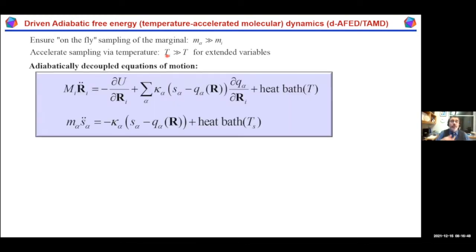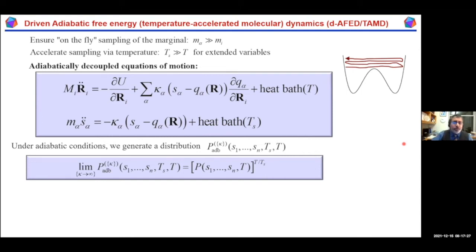So your equations of motion for this kind of adiabatic dynamics look like this. Your physical variables are at physical temperature, and these extended variables, which are just governed by this harmonic potential or harmonic force, are at this high temperature. So let's imagine this is your rough energy landscape and you're going from this basin to this basin. What these equations of motion do is allow you to cross the barrier easily. So you're sweeping over your free energy landscape, and as you move around it, you're generating more and more information about the free energy surface.